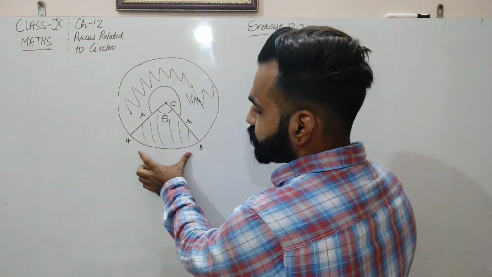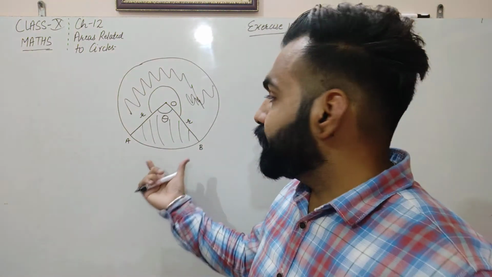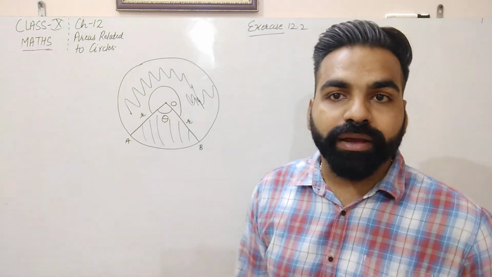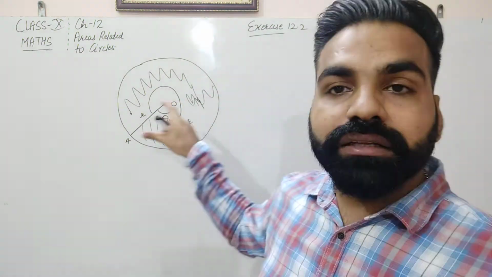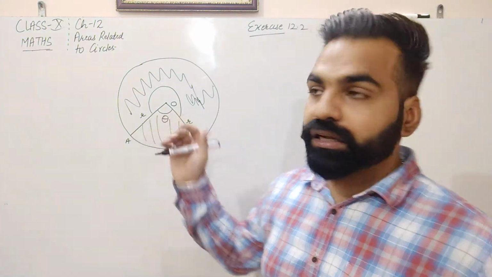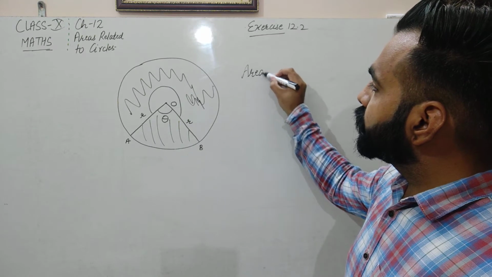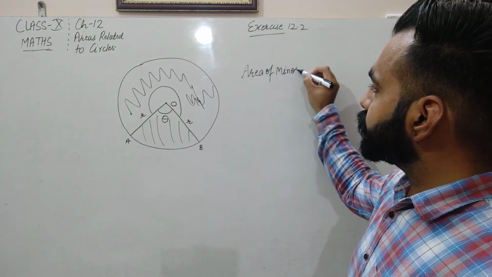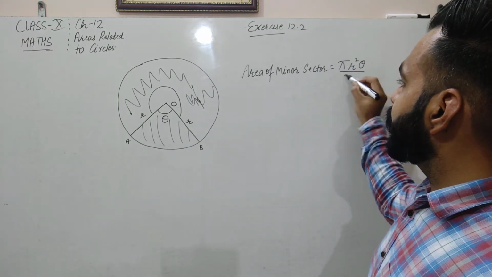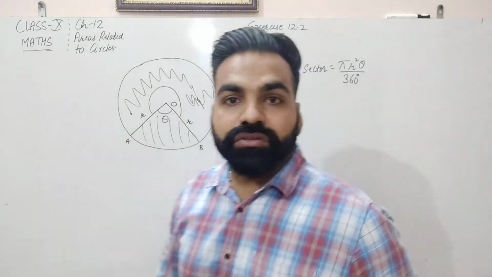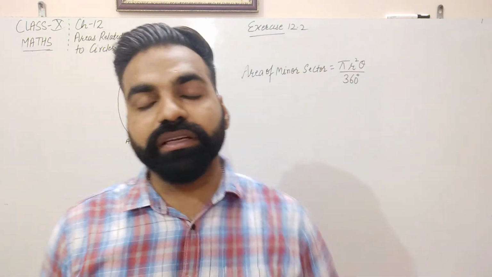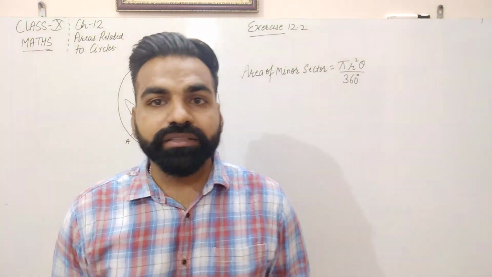So this smaller part is called the minor sector. That means the figure obtained by the two radii and an arc is called minor sector, and the other, larger part is called the major sector, and the angle made here is theta. So area of minor sector is given by pi r square theta divided by 360. This is the formula to calculate area of the minor sector, where theta is the angle subtended at the center.